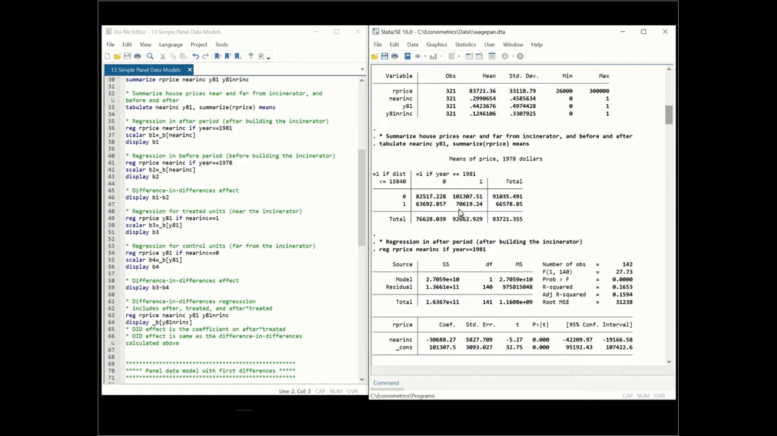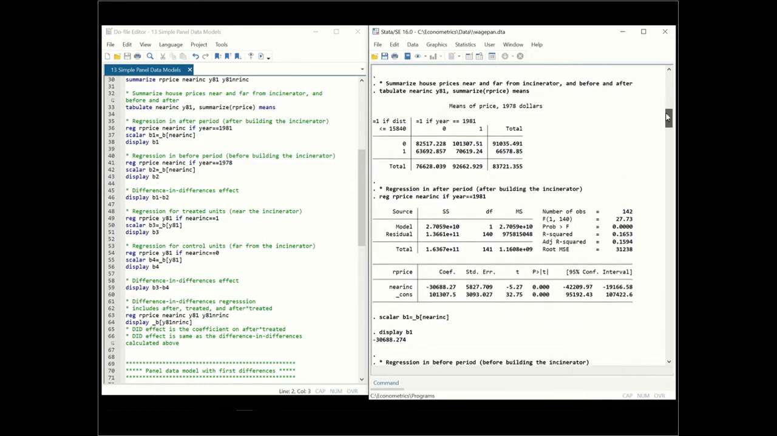So we can do it the slow way. The slow way would be to actually look into a regression in the after period and then a regression in the before period, before building the incinerator. So here we would be running a regression of price on near the incinerator if year is the second year, and we would be picking up that coefficient on near incinerator. And then same thing for the before year, we would be picking up this coefficient. So let's take a look at these regressions.